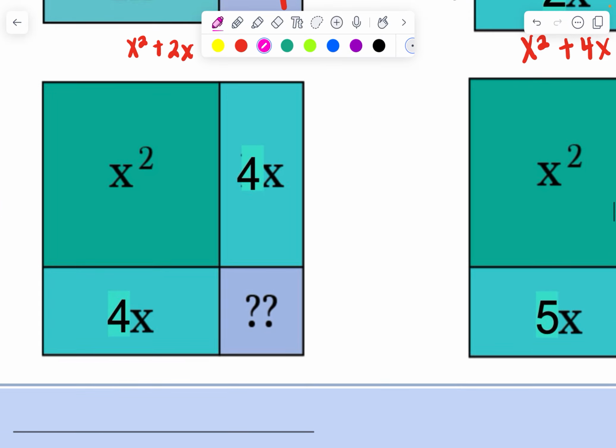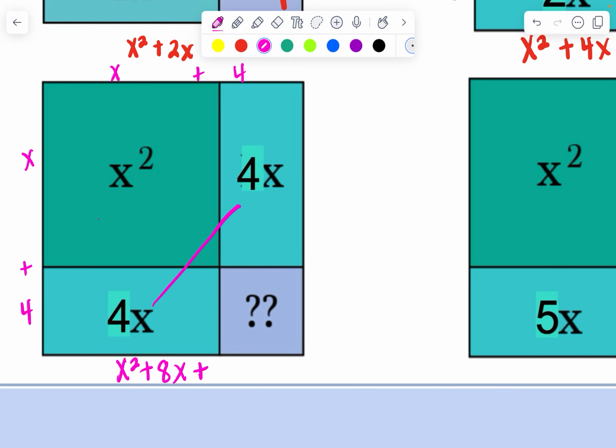Let's look at another one. I know this will be x squared plus 8x if I combine these two, plus something. So we need to figure out what that something is. I know this is x plus 4, x plus 4. So this is x times x, 4 times x, 4 times x, which means this has to be 4 times 4, which is 16.